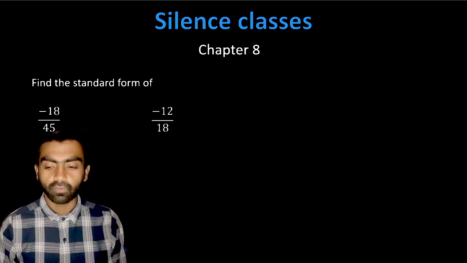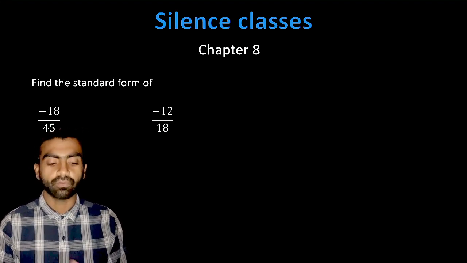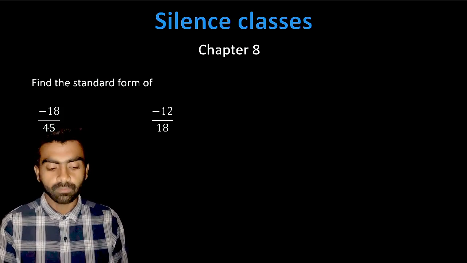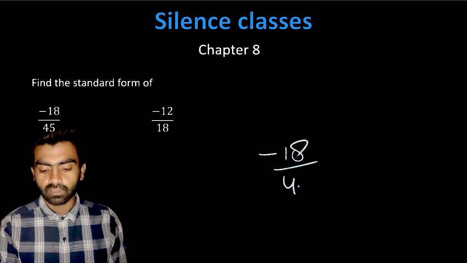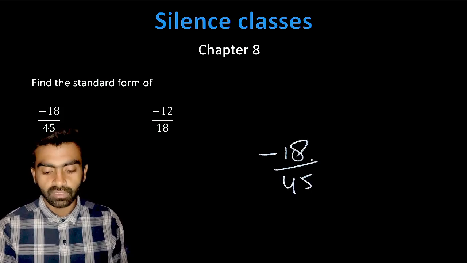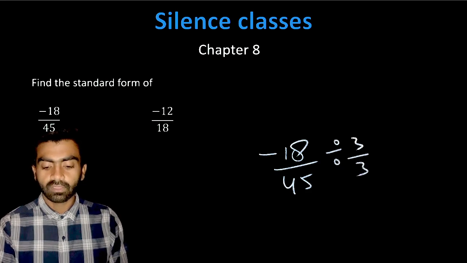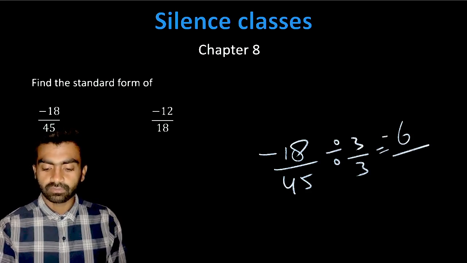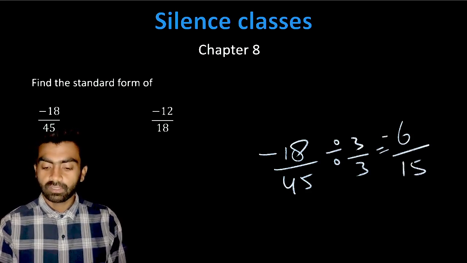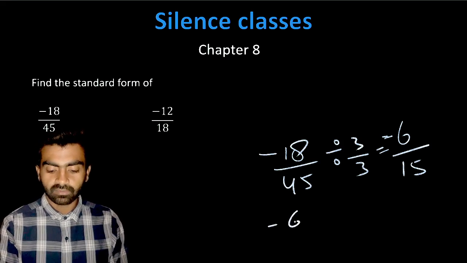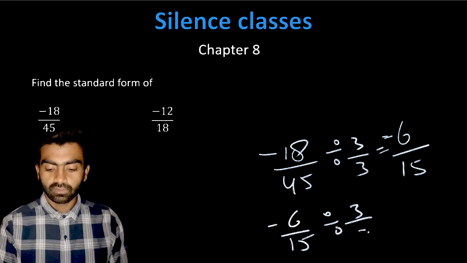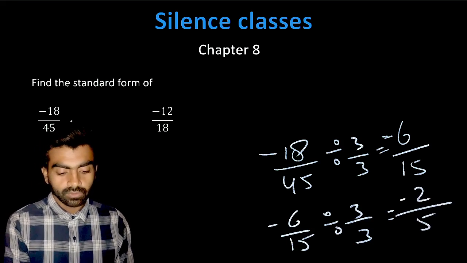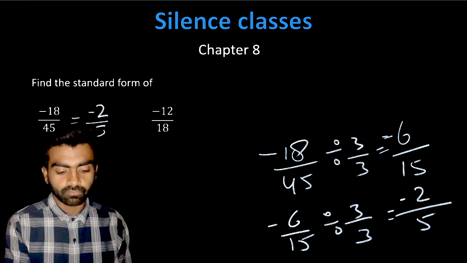Find the standard form of these. Standard form means we have to make it in the smallest form. -18/45, we can divide it by 3. 3 sixes are 18, 3 ones are 3, and 3 fifteens are 45. Again, we can divide -6/15 by 3. So 3 twos are 6, -2 upon 3 fives are 15. So it is equal to -2/5.